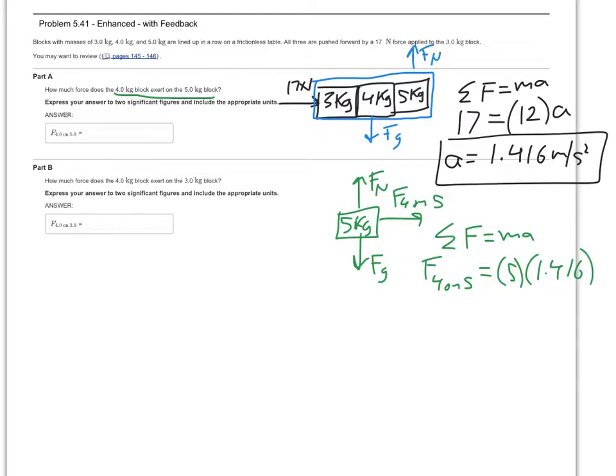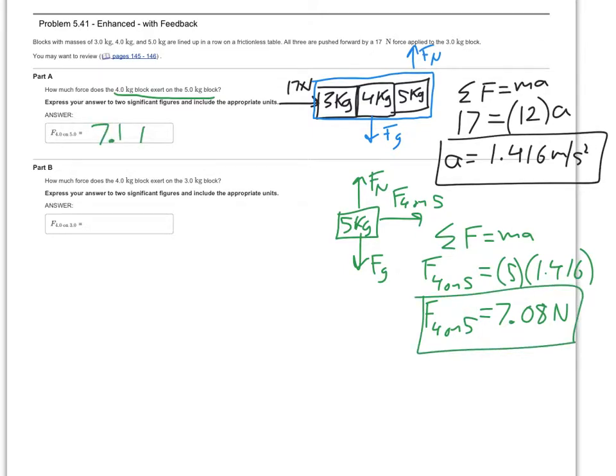Finding that acceleration is key, because that's going to be the acceleration of each object, and that's going to help us set up our F equals ma and solve for some of these individual forces. So when I multiply that out, I get that the force of the 4 on the 5 is going to be equal to 7.08 newtons. All right. So that's my answer to A. Rounding to 2 sig figs, it just becomes 7.1 newtons. And remember, it's a capital N here.